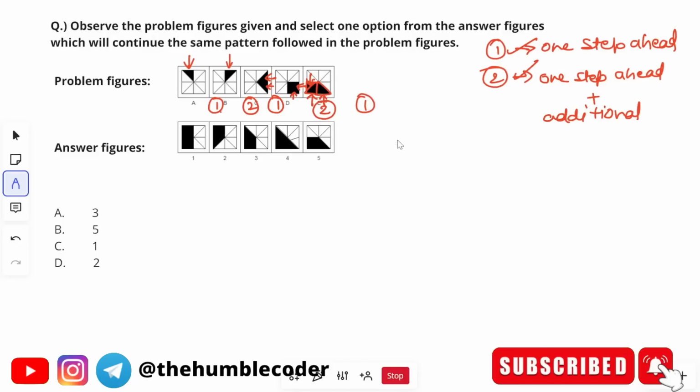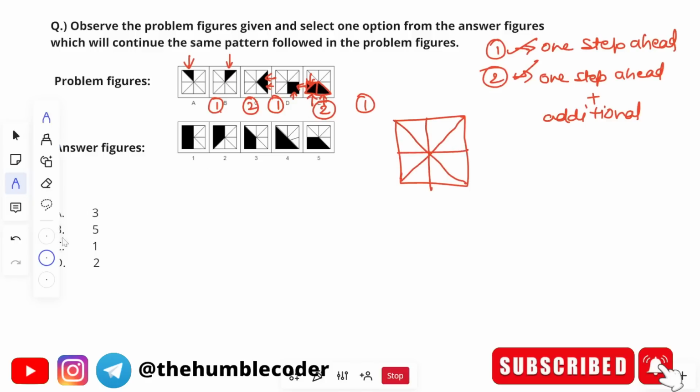Okay, so if we move one step ahead, now let me make this diagram quickly. So see, this is our diagram, okay, that we have. I think I have made it correct. Yeah. So according to our figure number E, which is our last figure, what is the condition that we have? These three are filled, right? This one, and this one, right? These three are filled. Now our logic is that we have to follow the first pattern, right? According to this, so according to the first pattern, how will our answer figure be?